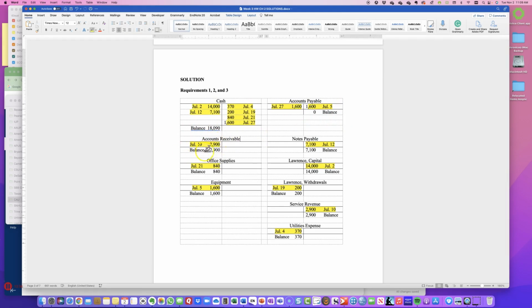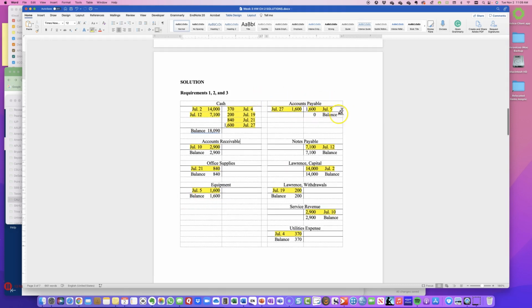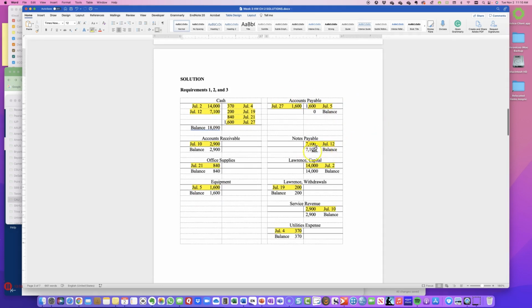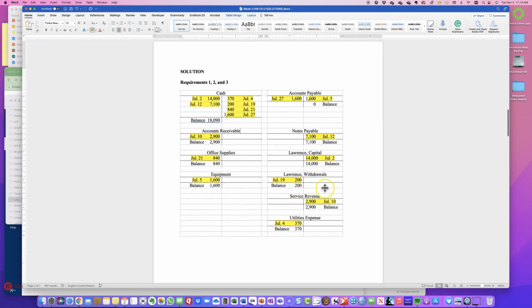Your accounts receivable has a balance of $2,900, that one debit account. And then your office supplies has a debit balance of $840. Your equipment has a balance of $1,600. Your accounts payable has a balance of zero. And notice it's on the credit side because accounts payable typically has a credit balance. We still owe the loan, the notes payable of $7,100. Our Lawrence Capital has a credit balance of $14,000. And our Lawrence withdrawals has a debit balance of $200.